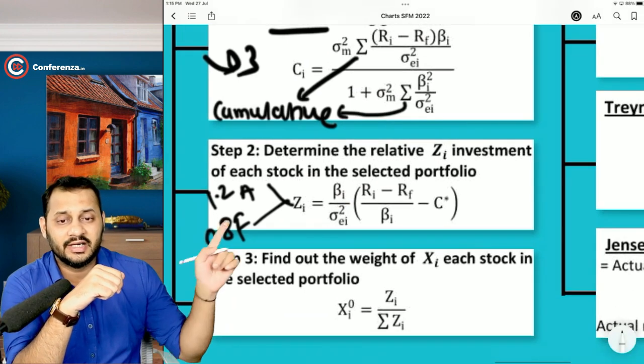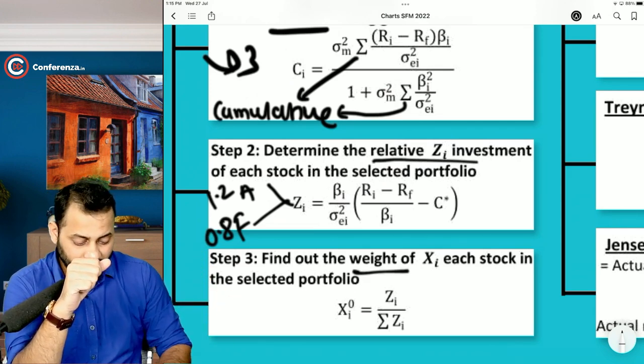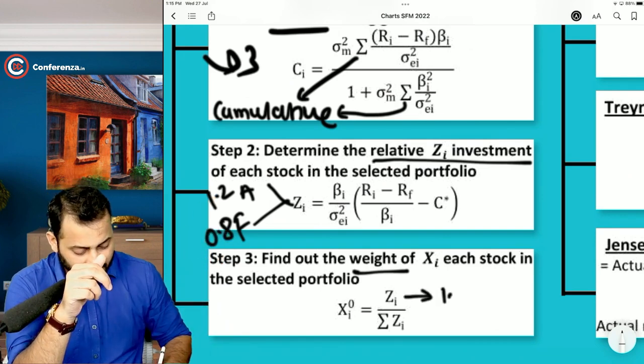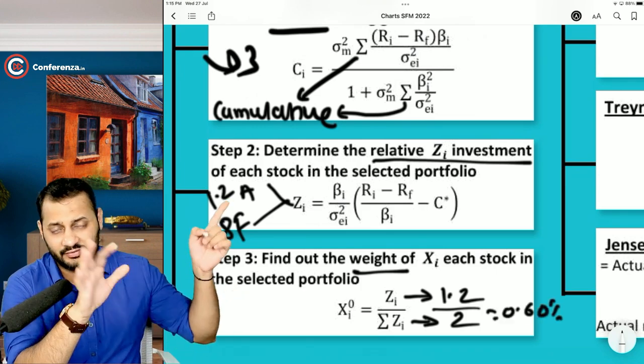And based on this Z, we will calculate X. X is nothing but the weight. X is nothing but the weight of 1.2 in the total. So Z means 1.2 and summation of Z means 2. That is 60%. So it's very easy to find out X once we have calculated Z.